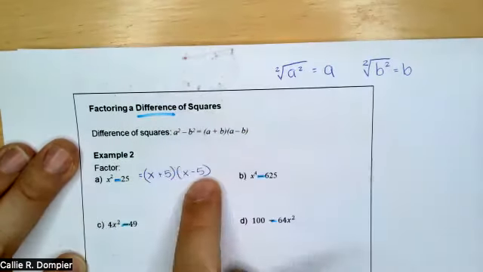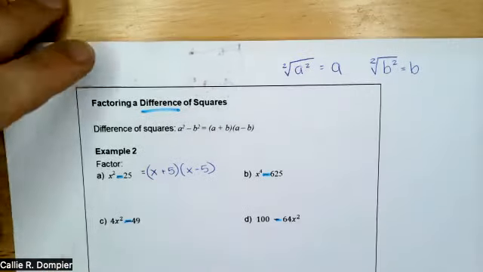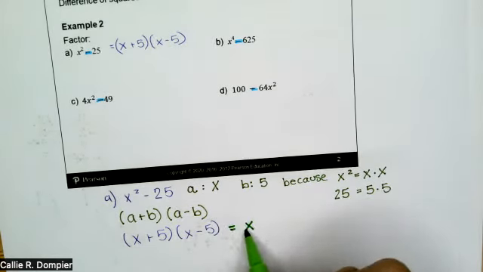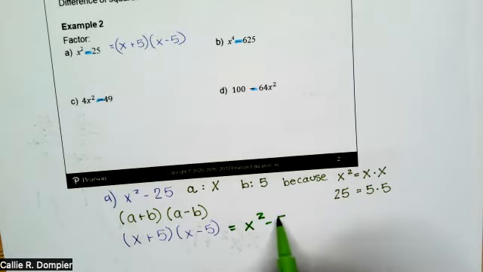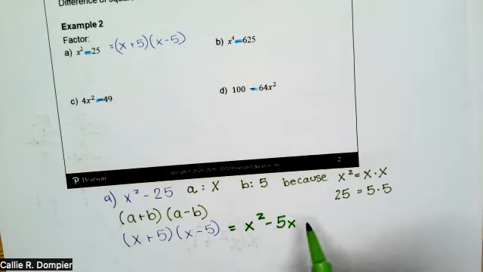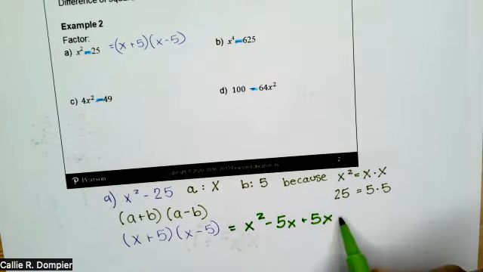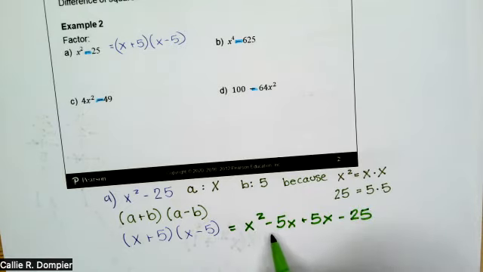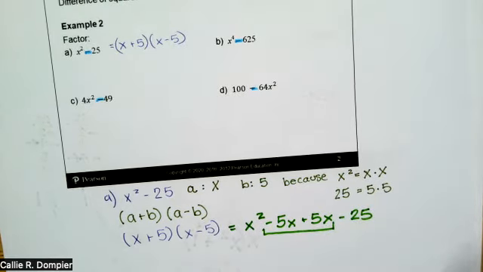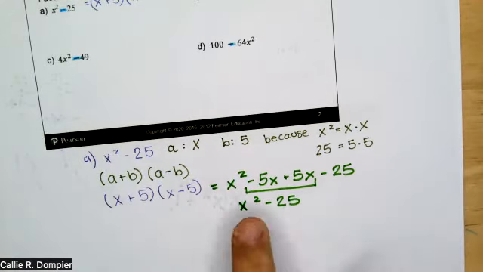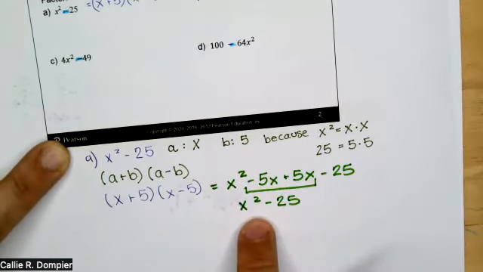It doesn't matter which term is first. Good. And if you want to check your answer again, we can go back and solve it by foiling it. X times x is x squared. X times a negative 5 is negative 5x. Positive 5 times x is 5x. 5 times a negative 5 is a negative 25. Those are like terms. X squared minus 25. So I know it's okay because I got back to my original answer.